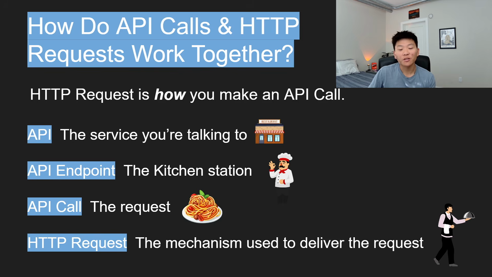So you're asking for something with an API call, and then the request is how you're delivering it over the internet. All right, now let's get into n8n real quick and look at a few examples of an HTTP request node and what it looks like to configure something like that.